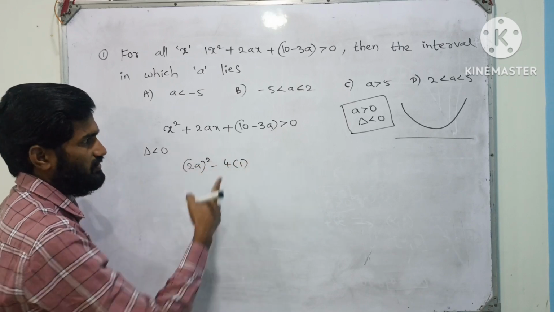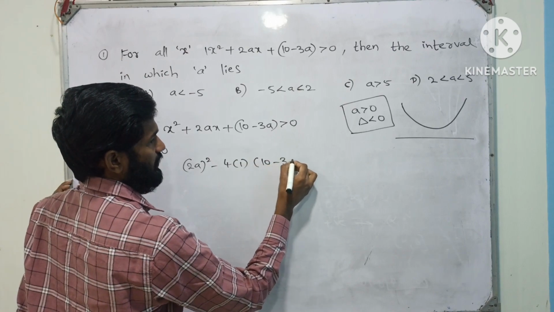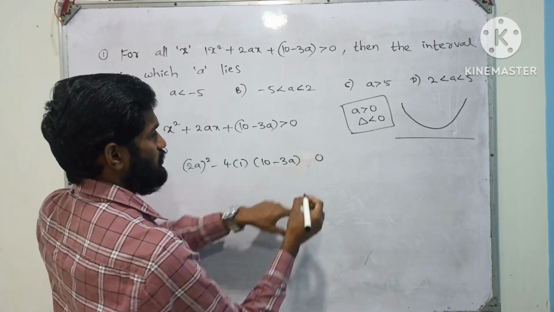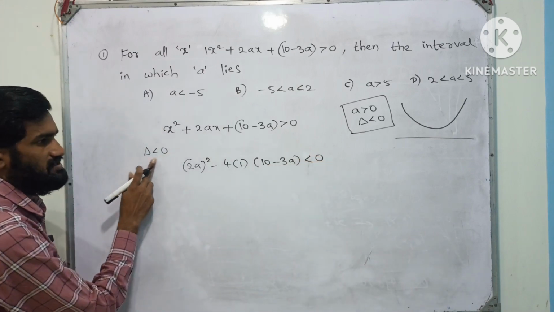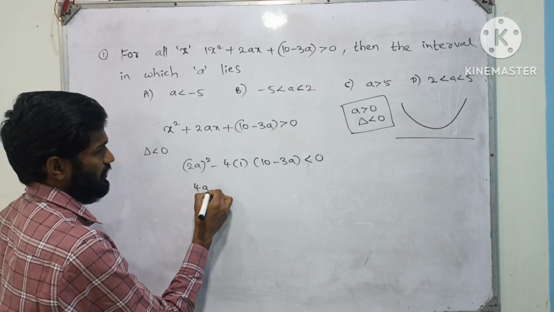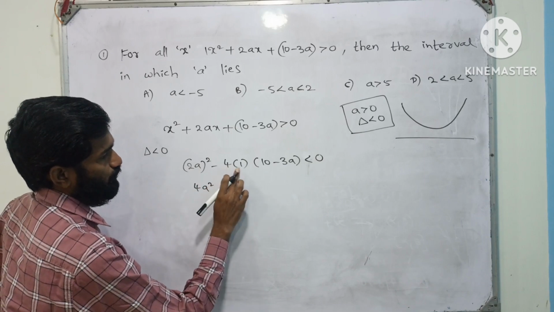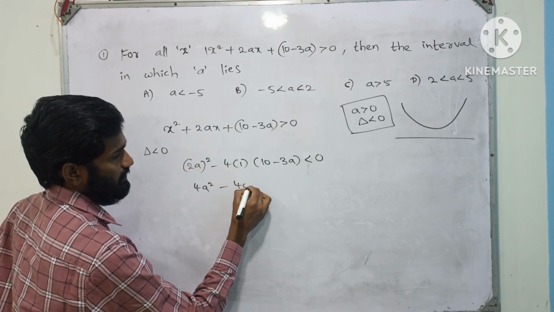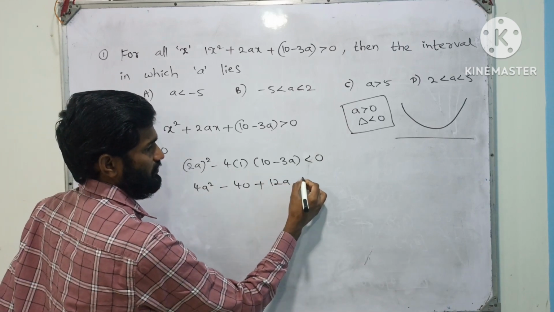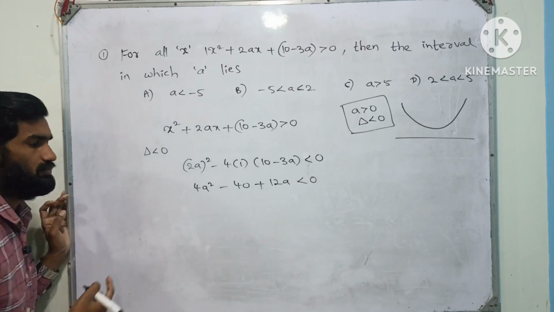The a value is 1, and the c value is 10 minus 3a, which is not greater than 0, it is less than 0, because our condition is discriminant less than 0. Now 2a whole squared is 4a squared. Now minus 4 into 1 is 4, 4 into 10 is 40, and minus into minus is plus, 4 3s are 12a, which is less than 0. Now we need to solve this one.